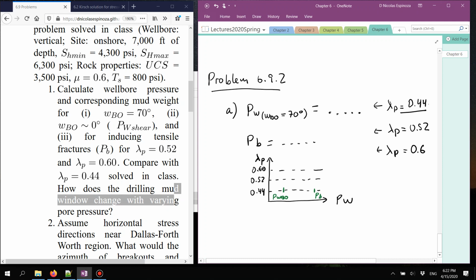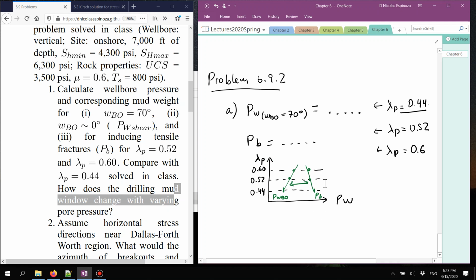But as overpressure increases and it goes from 0.44 to 0.6, if your calculations are correct, you're going to see that these values are going to start moving PWBO to the right and PB to the left. And this is going to mean that your MAD window is decreasing as the overpressure increases. That's the objective of this problem, to notice that.